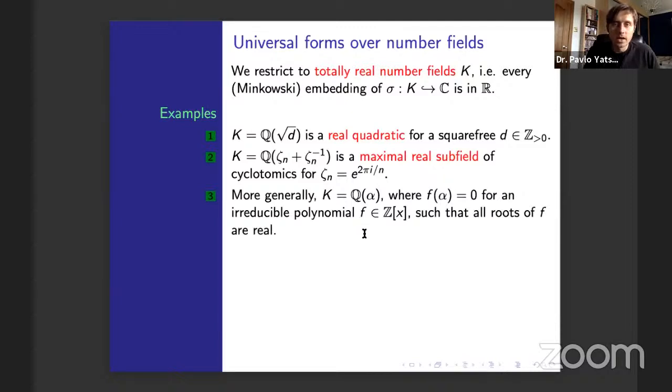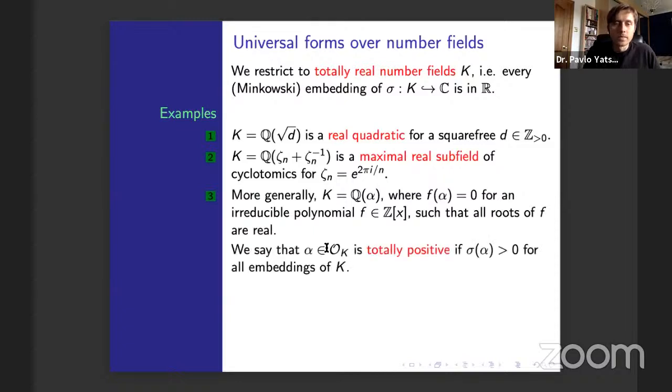Now we also need to define what we mean by a totally positive integer. So we take an algebraic integer alpha, and we say that alpha is totally positive if all the embeddings of alpha are positive numbers. And that's kind of the reason why we want to work with totally real number fields, because we want to have this definition.